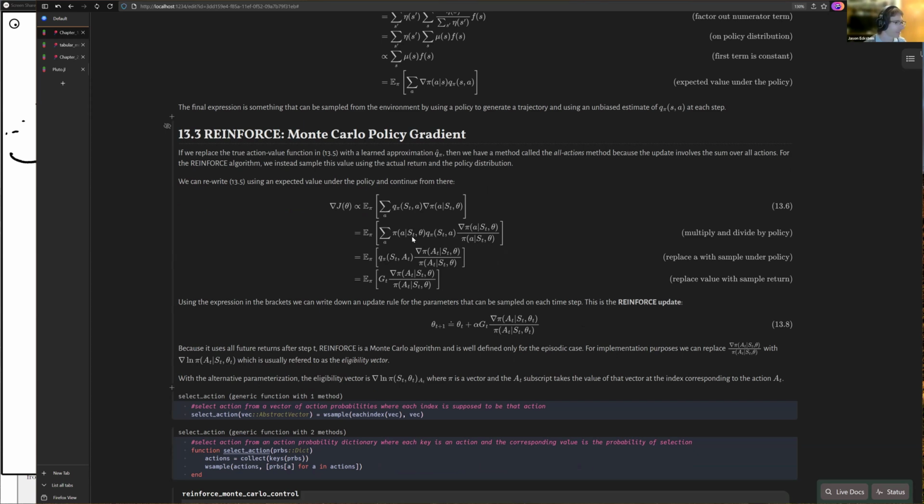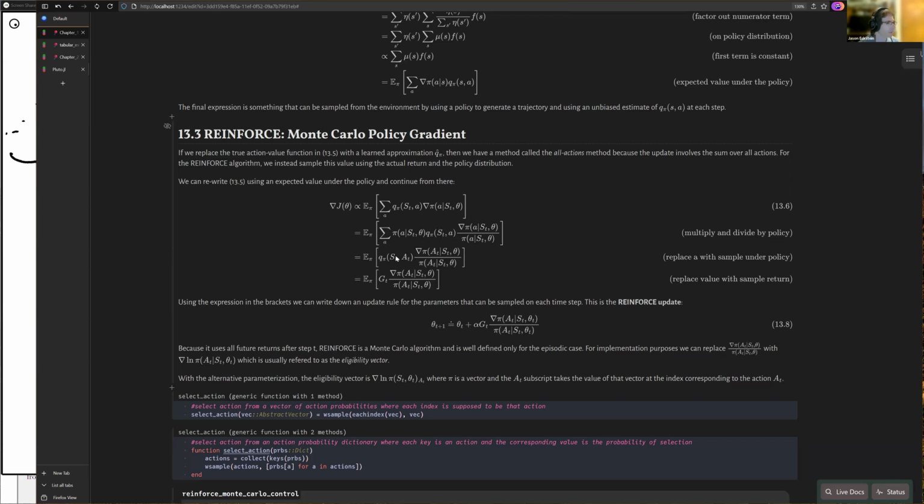Right? And now here, this is inside the expected value expression. So here we basically have the expected value of this sum. But if we're actually following the policy, this also looks like the expected value under the policy, because we're taking Q. So this whole thing inside the expected value, we can actually just replace it with Q, an actual sample of the value function, at S and A.